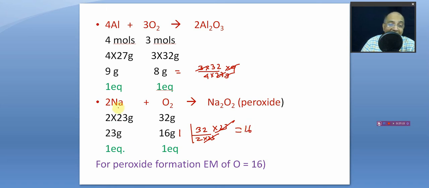So here the equivalent mass of sodium is always 23 because it doesn't have a variable valency. But here the equivalent mass of oxygen is 16. We know that the valency factor is 1.